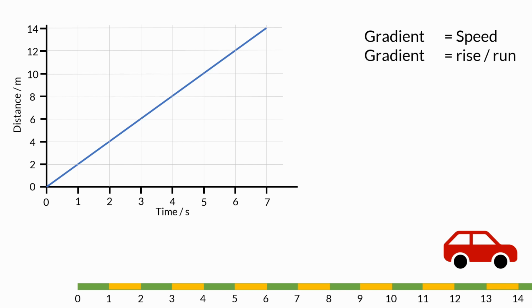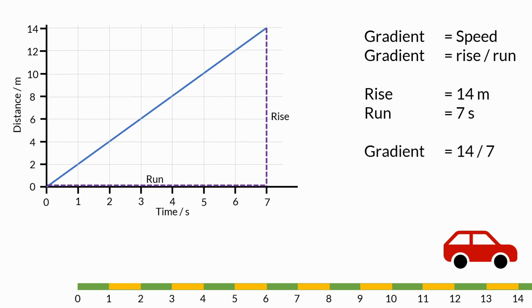The rise is how much the graph has gone up, in this case 14. And the run is how far the line has gone across, which in this case is 7 seconds. So the gradient is the rise over the run. So it's 14 over 7, and 14 over 7 is 2. So the speed is 2 meters per second.